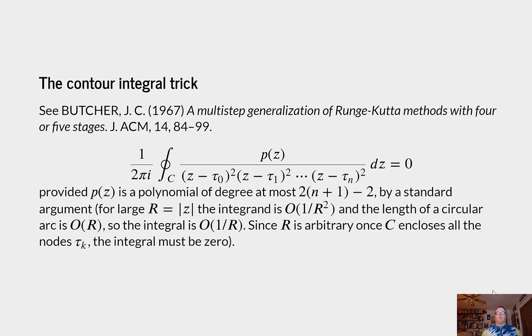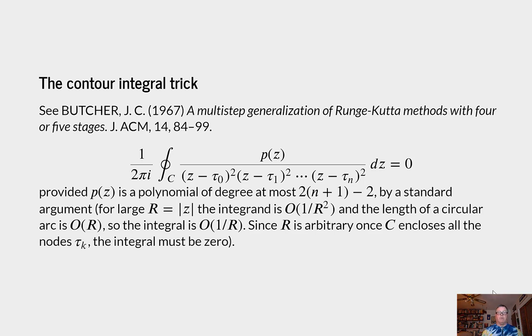Now we make a special construction for the denominator. I'm going to say z minus tau 0 squared, z minus tau 1 squared, all the way up to z minus tau n squared on the bottom. So we're going to have degree 2n plus 2 on the bottom. And so that means the degree of p can be at most 2n plus 2 minus 2.